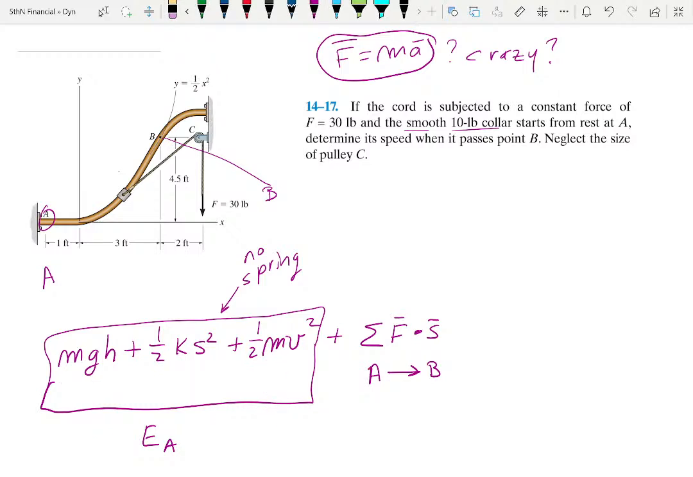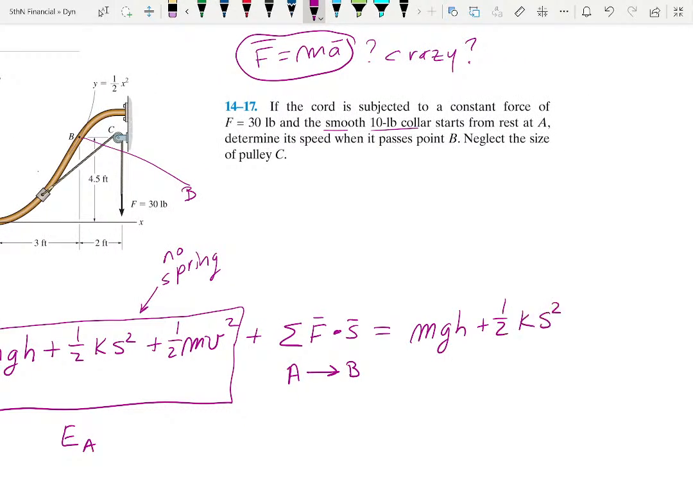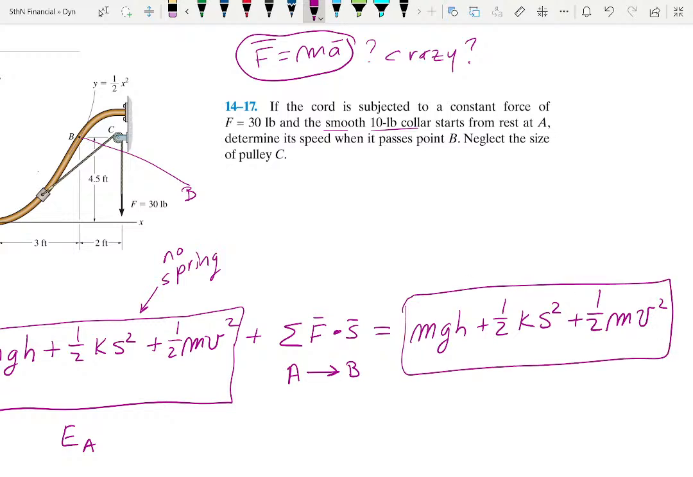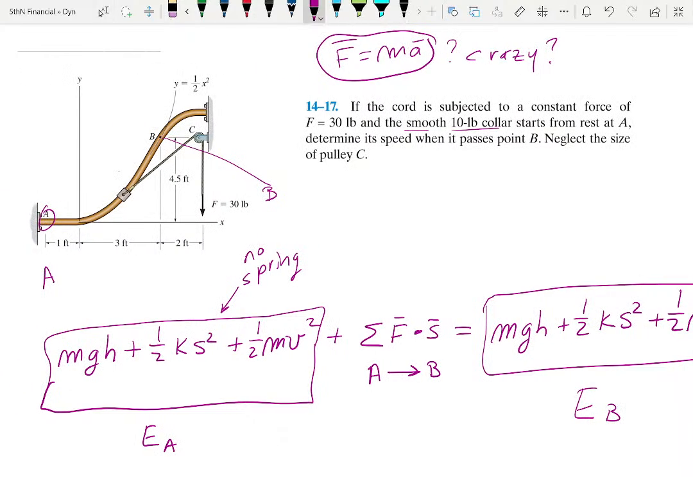But then you get to state B, which is the same equation. I'll go back and add something to it in a second. One-half k s squared plus one-half mv squared. And this will be basically the energy at state B. Now, to fit that, I need to put a little subscript there.